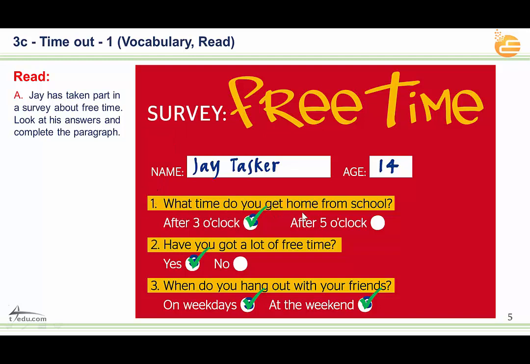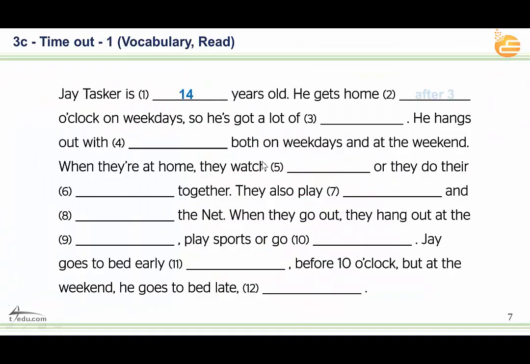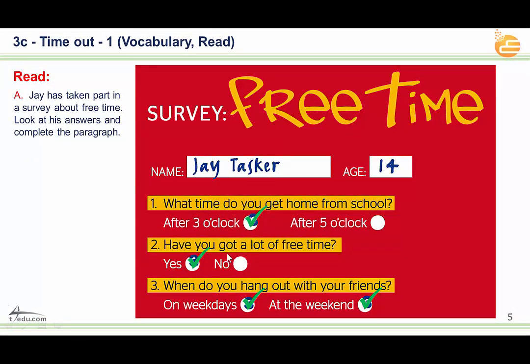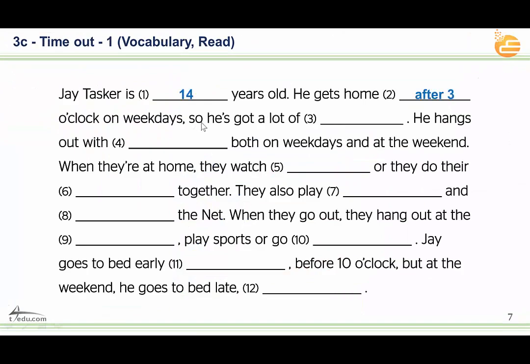Okay, what time do you get home from school? After 3 o'clock. Exactly. Okay, after 3 o'clock on weekdays. So he has got a lot of what? What do you think? Have you got a lot of free time? Yes. Excellent. So we have to say, so he has got a lot of free time.